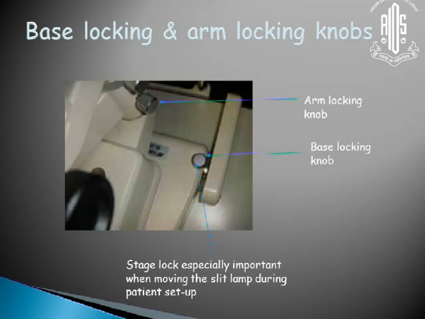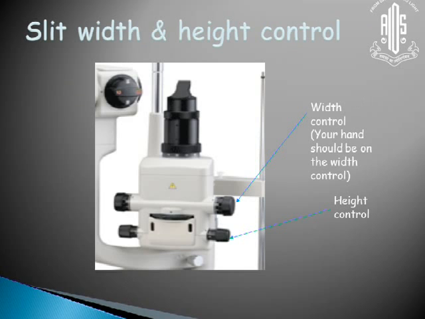lock here is important when moving the slit lamp during patient setup. That is very important because at times what happens, the patient sits up, or suddenly gets up, and if you do not lock the stage, then sometimes even the entire system can topple over. The slit width and height control you have here, the width of the slit and the height control. It's very important that when you start off with the slit lamp, the hand should go towards the slit width, so as to adjust the slit width.